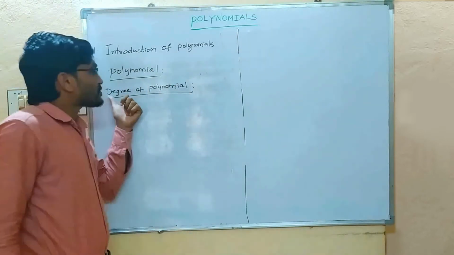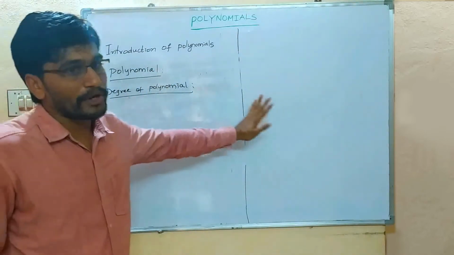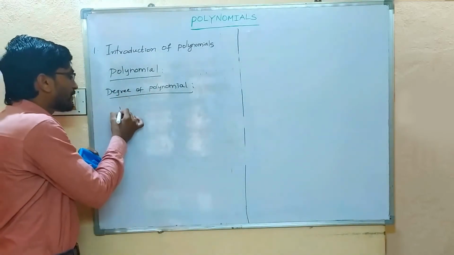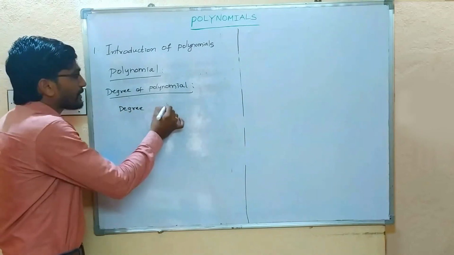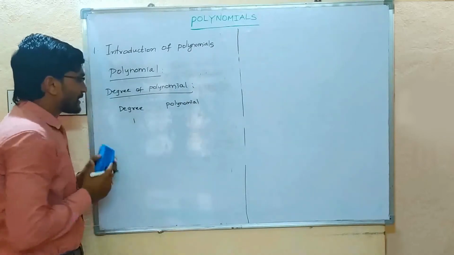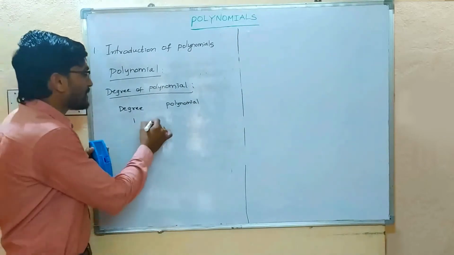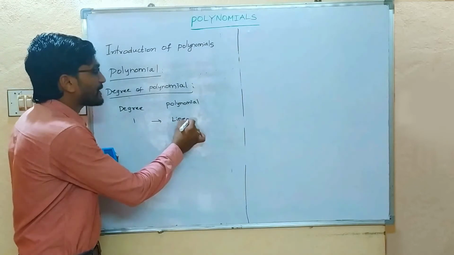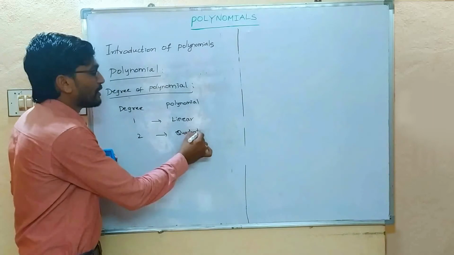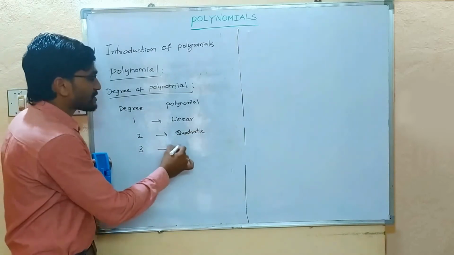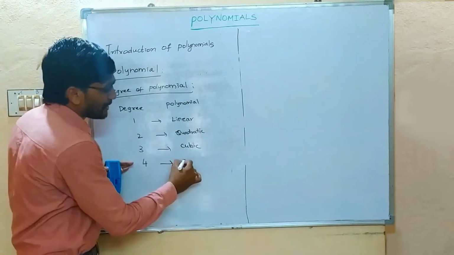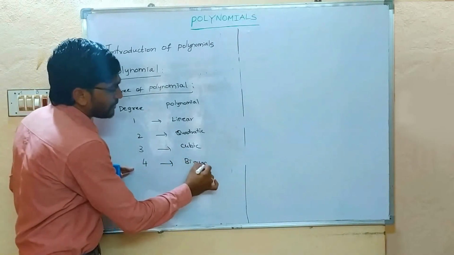Next, based on this degree, we have some types of polynomials. Let us discuss one by one. Based on degree, if the degree of the polynomial is 1, then it is called a linear polynomial. If the degree of the polynomial is 2, then it is called a quadratic polynomial. If the degree is 3, then it is called a cubic polynomial. If the degree is 4, then it is called a biquadratic polynomial.